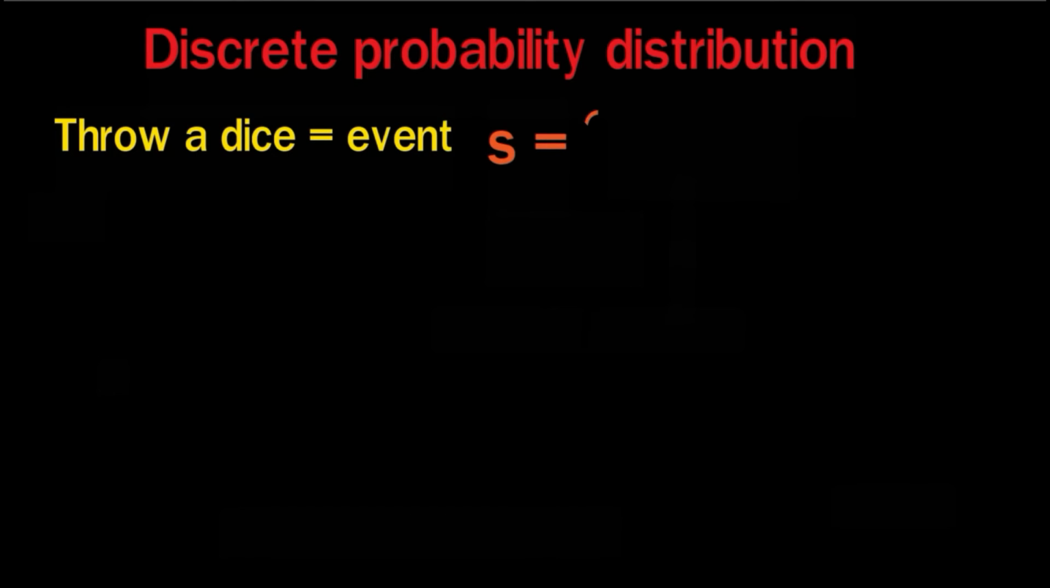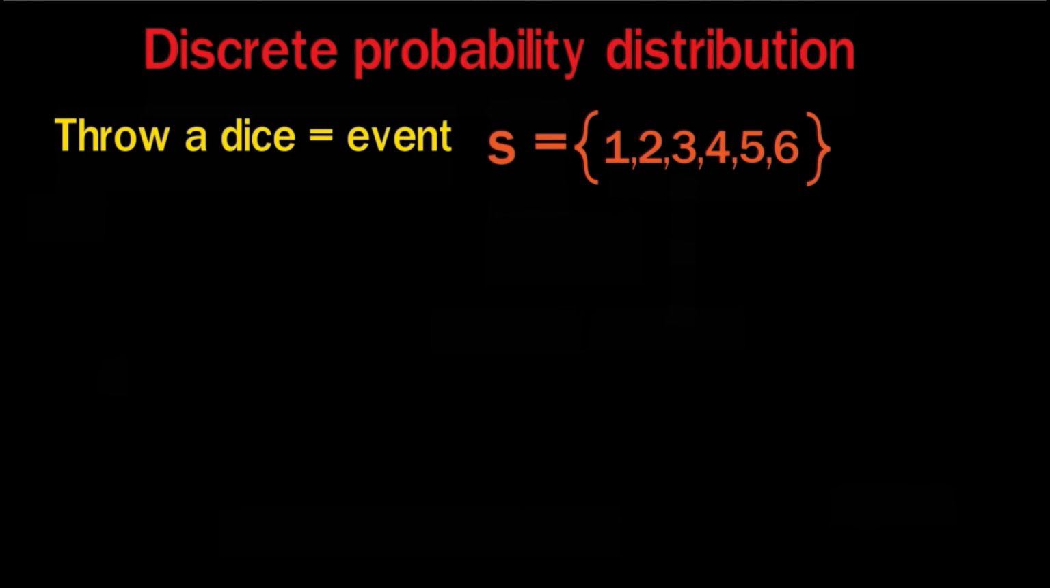So let's try another example. Let's say now we throw a dice. The sample space is all the possible outcomes: 1, 2, 3, 4, 5, 6. So similarly, is this a discrete probability distribution? The answer is yes, because the outcome is finite and countable.